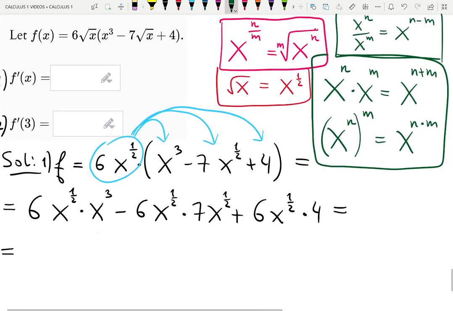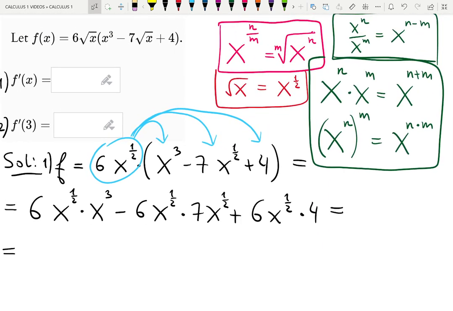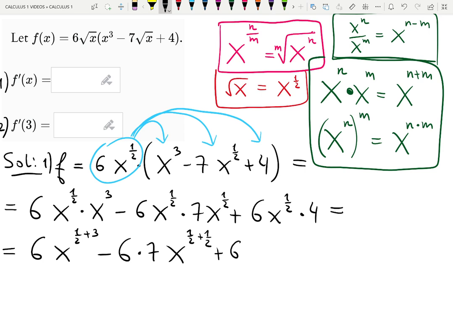So we're going to use the product formula, x to the n times x to the m. We have 6x to the 1/2 plus 3, minus 6 times 7, let's collect the terms and coefficients, x to the 1/2 plus 1/2, which is 1, plus 6 times 4, x to the 1/2.